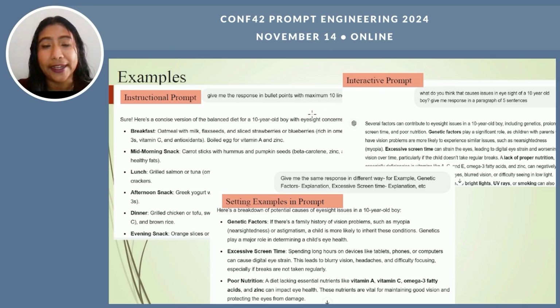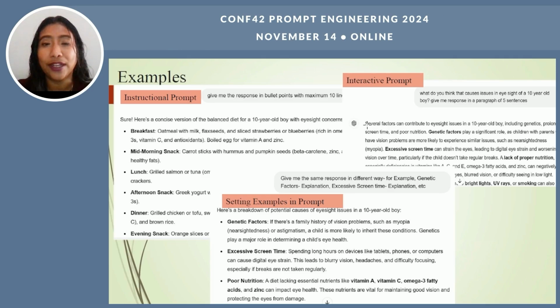In the same way, let us try the interactive prompt option. So now I have a diet plan for a 10-year-old boy with an eyesight issue. Now I am wondering whether the eyesight issue is only because of the nutritional issue or any other issues. I don't know. I just want to interact with someone. So I'm interacting with the AI model. I'm asking, what do you think causes issues in the eyesight of 10-year-old boys? Now I am giving some instruction also here: give me the response in a paragraph of 5 sentences.